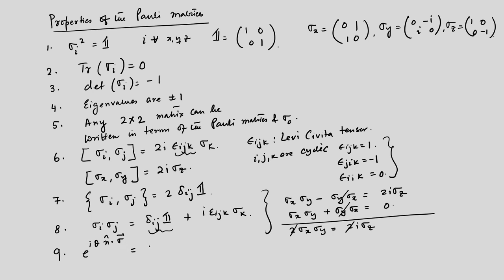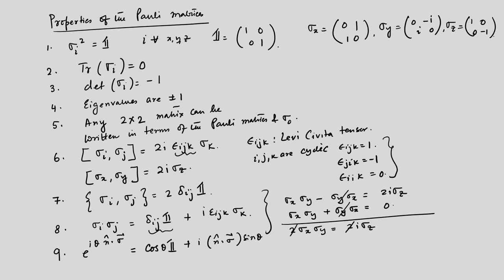And then this is written as cosine theta times the identity 1 plus i n dot sigma sine theta. Okay. So this is the formula for taking the Pauli matrices to the exponent. As I said, n cap is a unit vector pointing in an arbitrary direction, theta is some angle, and sigma is a Pauli matrix.